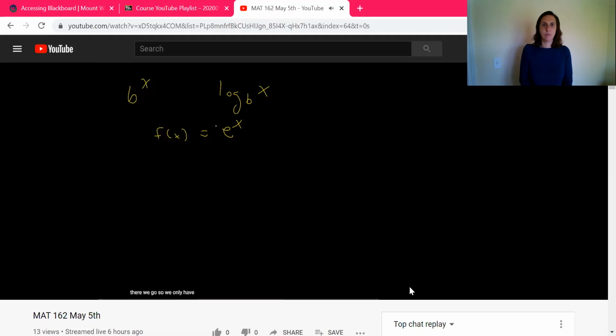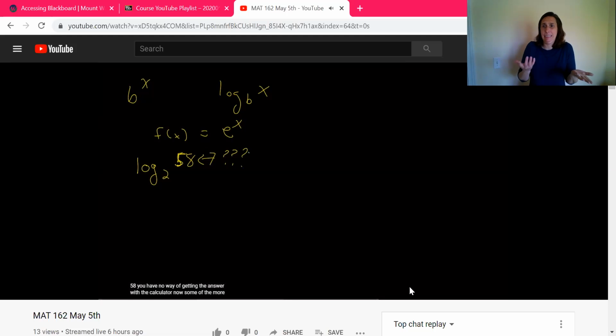So we only have two keys on the calculator. So there comes a problem of what happens when you want log base 2 of 58. You have no way of getting the answer with the calculator. Now, some of the more expensive models and some of the computer software, you're able to specify the base, but even most computer software will use the natural log exclusively, and you might have to do some different keystrokes to get the common log.